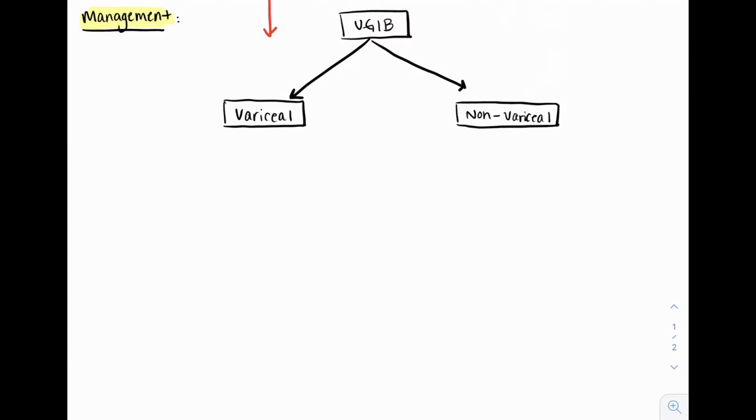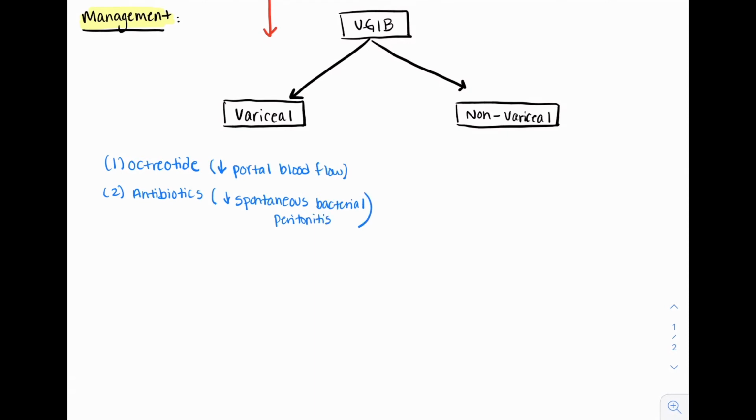Variceal bleeds, or bleeds due to esophageal varices in the setting of portal hypertension from cirrhosis of the liver, are managed with octreotide, which may help reduce portal blood flow via splanchnic vasoconstriction, antibiotics, which are usually ceftriaxone, and this is given to reduce the risk of a condition called spontaneous bacterial peritonitis in patients with cirrhosis, and IV proton pump inhibitor until peptic ulcer disease is ruled out.